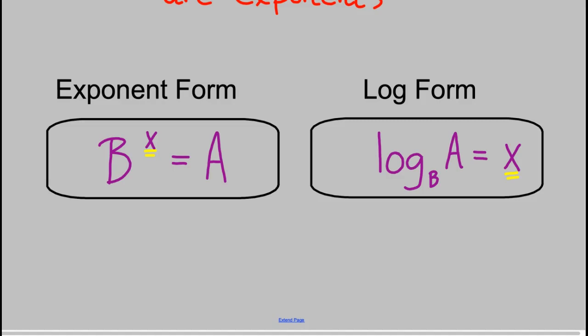There's a thing called a common log. So the common log is a log that doesn't have a base written in. So you might see the log of a, and there's no base written in there. What do I do when there's no base? What do you do when there's no base? What is it? You remember?